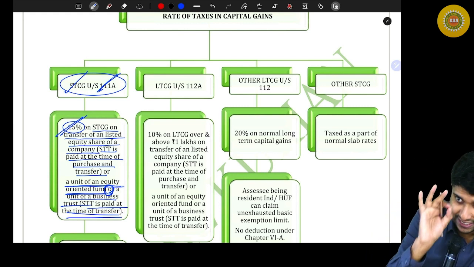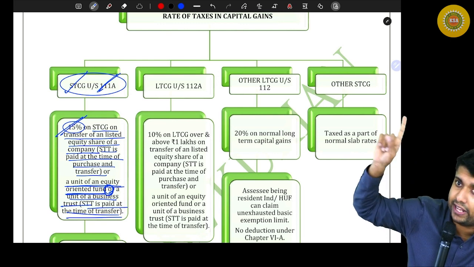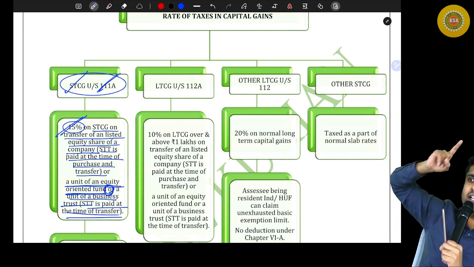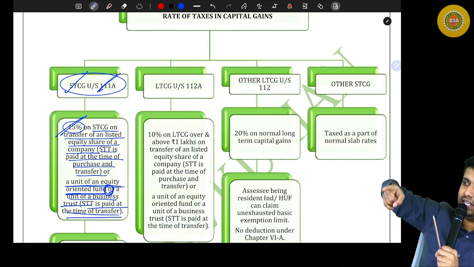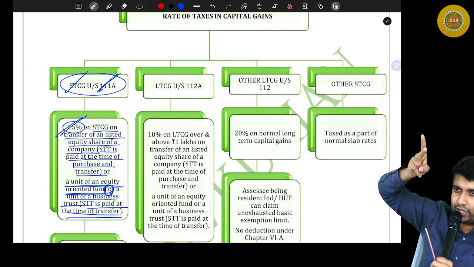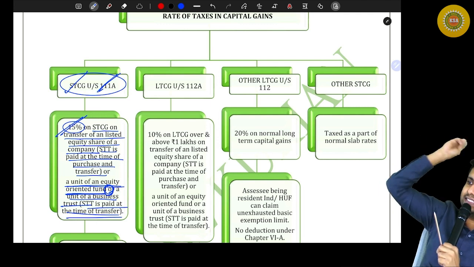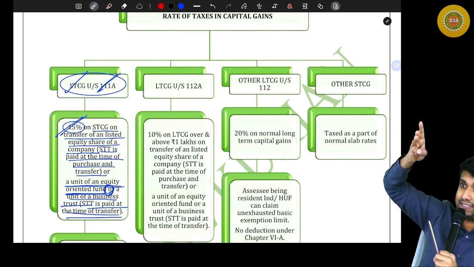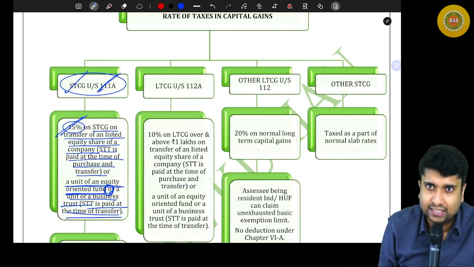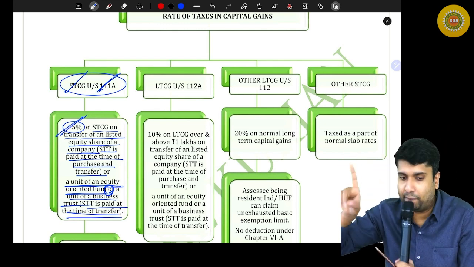So you have three assets. Which are the three assets covered under 111A? Listed equity share, listed unit of an equity-oriented fund, or listed unit of a business trust. If the gain that you're having is a short-term capital gain, then the rate of tax will be 15%.